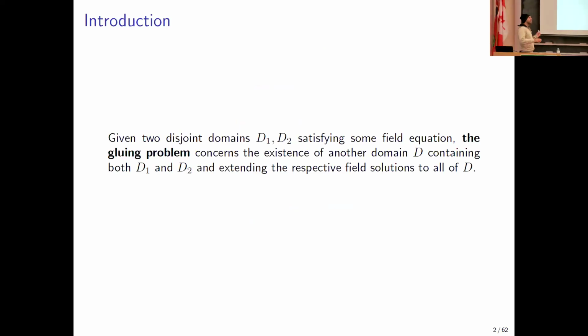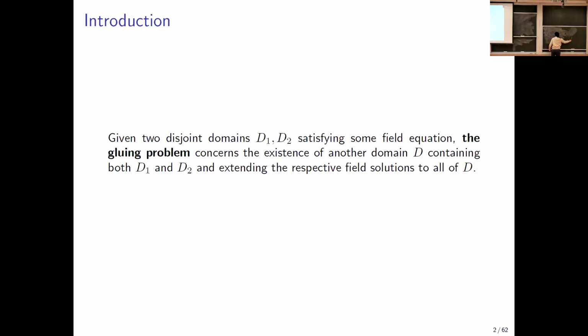The gluing problem in general in geometric analysis is a problem where we are given two geometric domains. So we're given D1, we're given D2, we assume that they are disjoint. We're not trying to merge, we're not trying to match, we're trying to glue. So glue has a very specific meaning here. We're given two different domains. We assume that in each of these two domains, we solve some field equation, whatever that is. Like there is a law being satisfied in each of these domains.